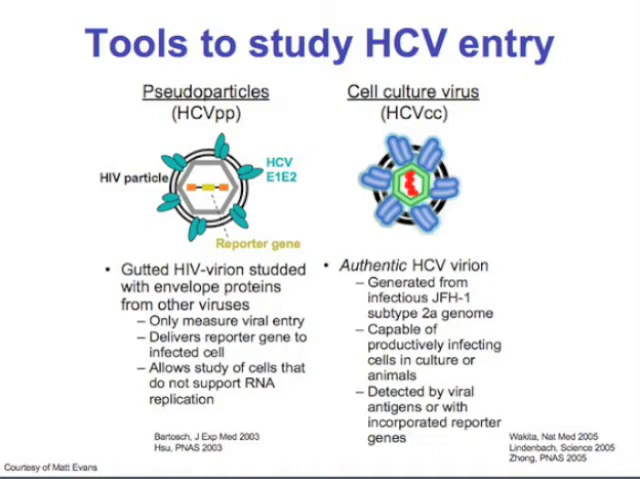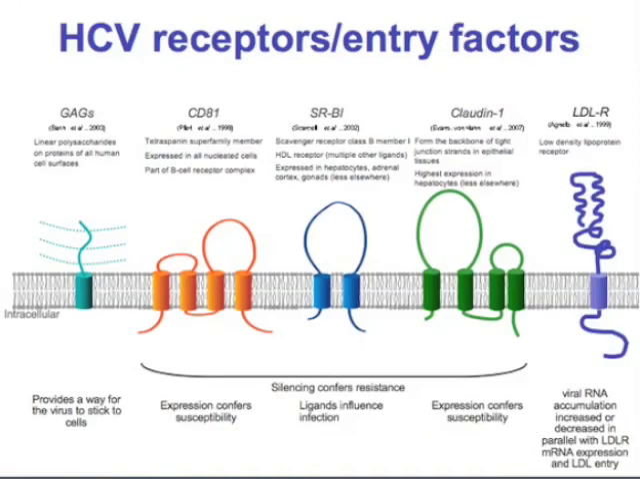It's capable of productively infecting cells in culture and animals, and it's detected by viral antigens or with incorporated reporter genes. So using these tools, investigators have found a number of cell surface proteins that mediate virus binding and entry. And we're going to go through this from left to right. So the first are glycosaminoglycans, which are linear polysaccharides that are present on proteins of all human cell surfaces.